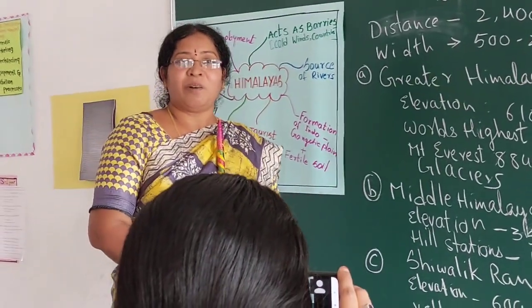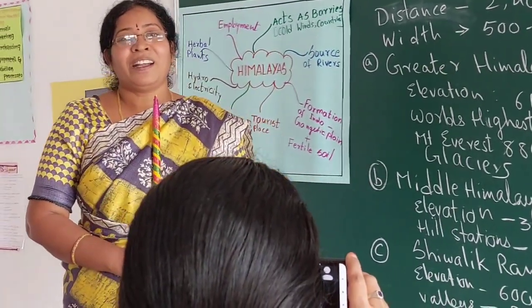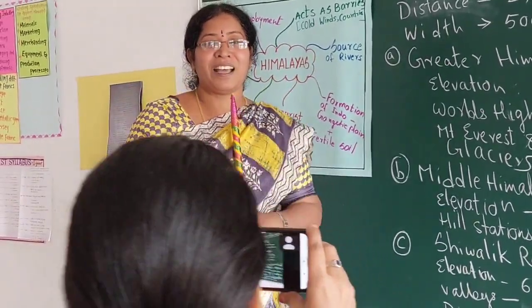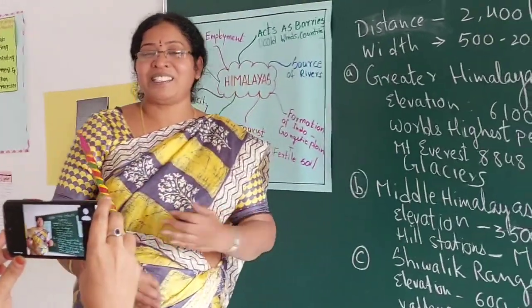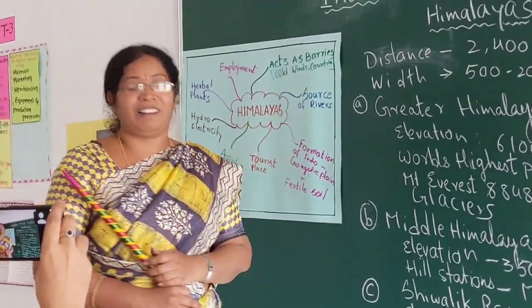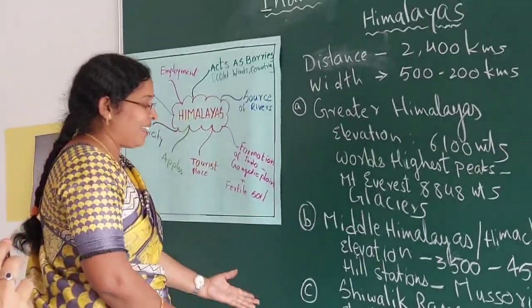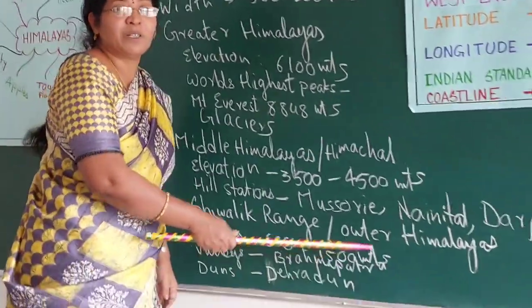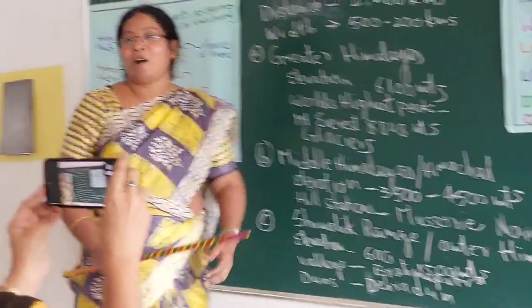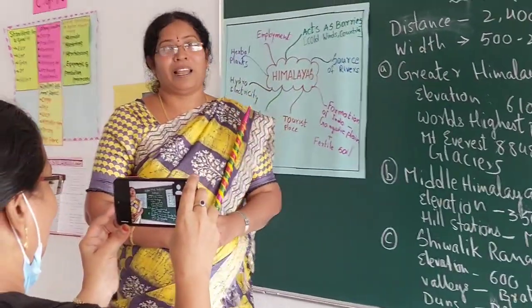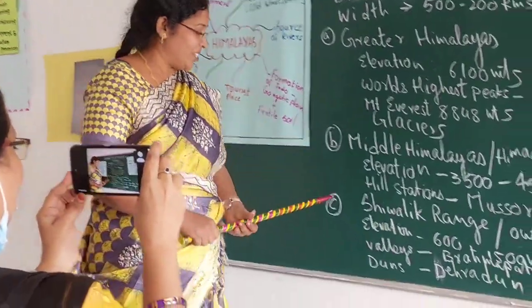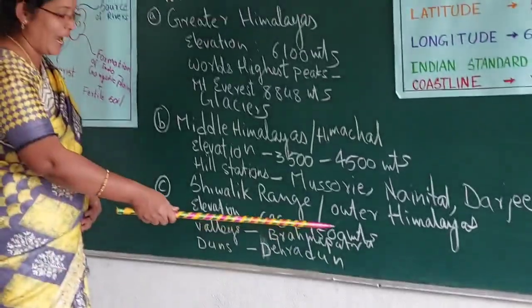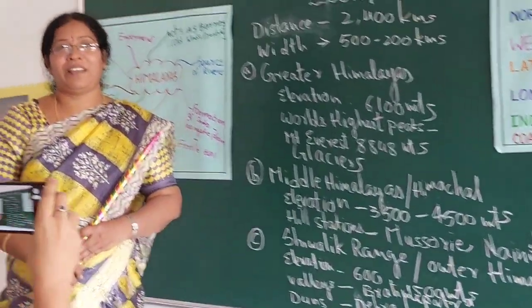The moment she stopped, our Rajalakshmi DCO madam started, Madam, please give me a chance. Even we are here, our region is waiting to say something to you all. And having said that, the third region is the Shivalik range, also known as the Outer Himalayas or foothills of the Himalayas. In this region, the total elevation is 600 to 1,500 meters.